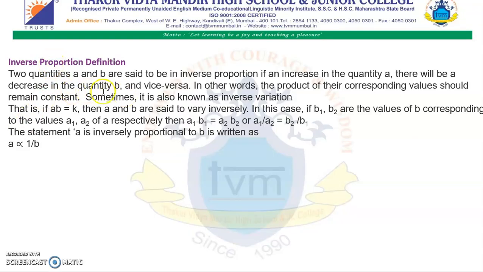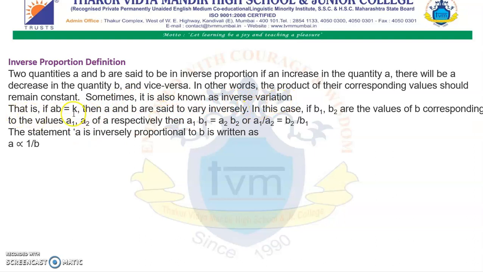Let us see the definition of inverse proportion. Two quantities A and B are said to be in inverse proportion if an increase in the quantity A causes a decrease in the quantity B and vice versa. In other words, the product of their corresponding values should remain constant. Sometimes it is also known as inverse variation.